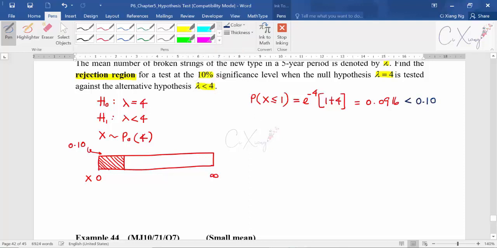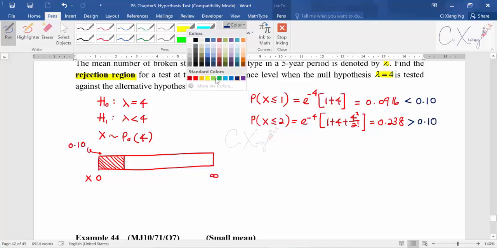So I should continue to calculate the next number, which is x smaller than or equal to 2. You will see that I didn't skip any number here, 1 followed by 2. It is because I realized that the probability is already very close to 0.1, so I will not skip the value here. I will straight away find the probability for x smaller than or equal to 2. Applying the Poisson formula on the calculator, you get 0.238, which is already more than the significance level.